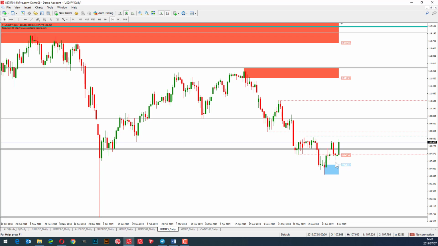Price tested the demand area of 107,800, and the buyers took control of the market prior to market close on Friday. With this in mind, I'm expecting further bullish evidence regarding this asset all the way to the 109,100 area.